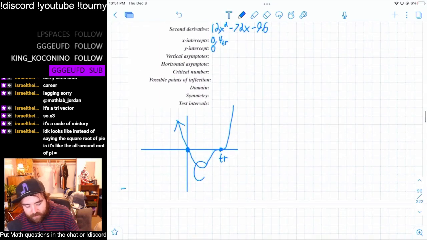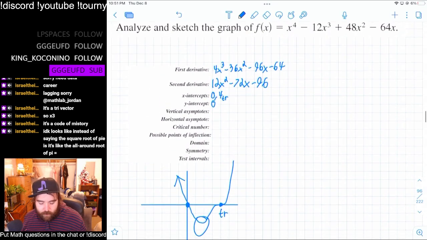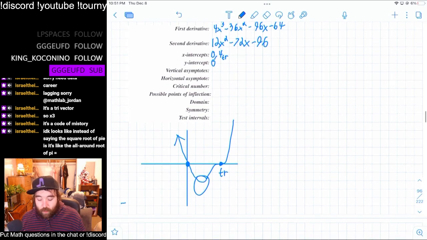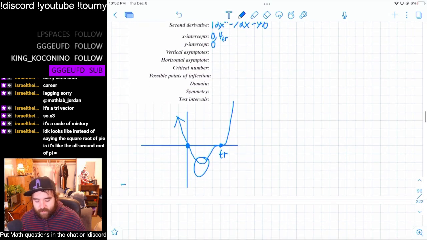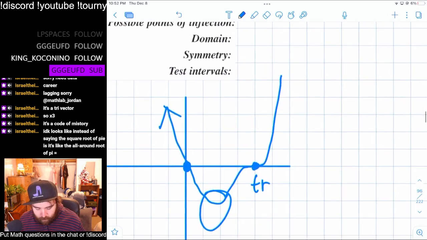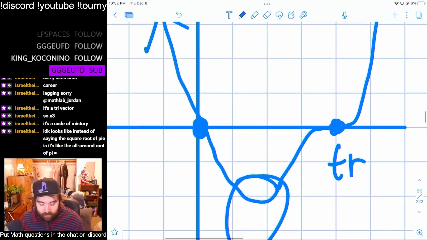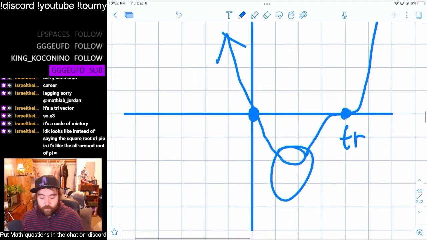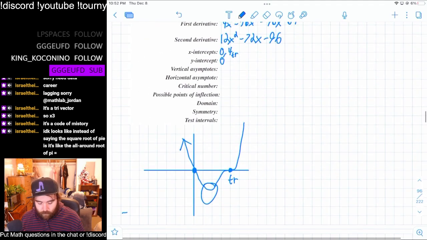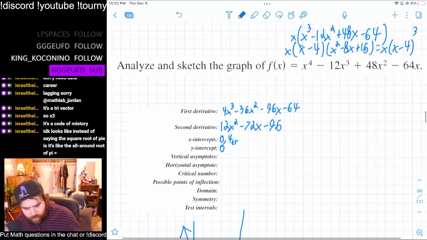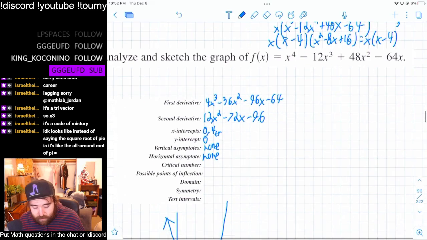And then we're going to have some minimum down here. That's what we can use our critical numbers to find. Once we find our critical numbers, that's going to be one of them. So one of our critical numbers is going to be 4, because that's where it turns around. The other critical number is going to be wherever that is, something between 0 and 4. So let's see, vertical asymptote's none, it's a polynomial. Horizontal asymptote's none, it's a polynomial. So now we're on to critical numbers.